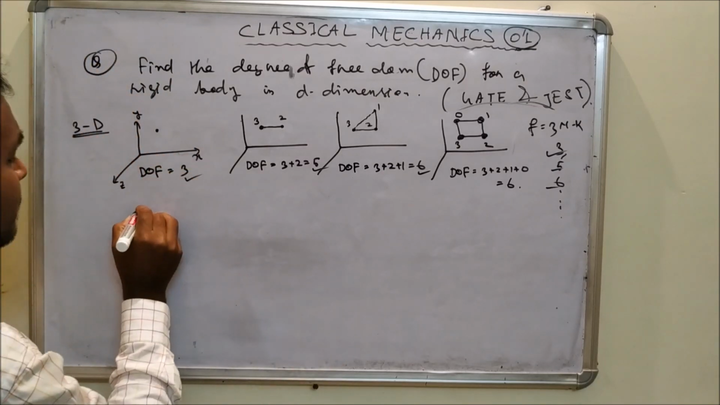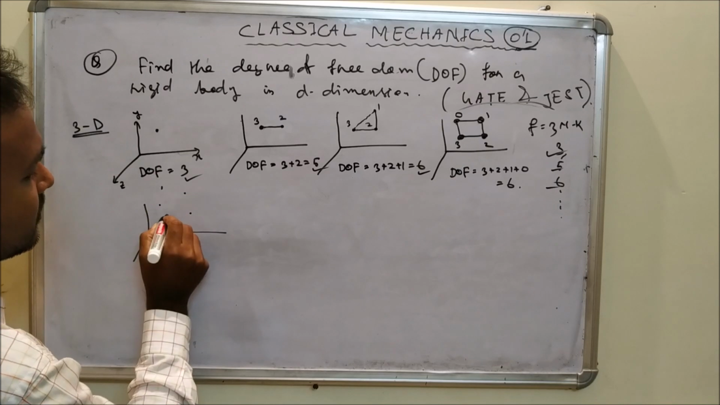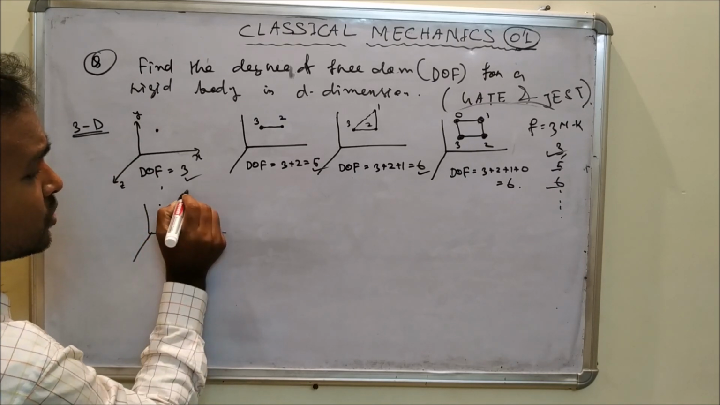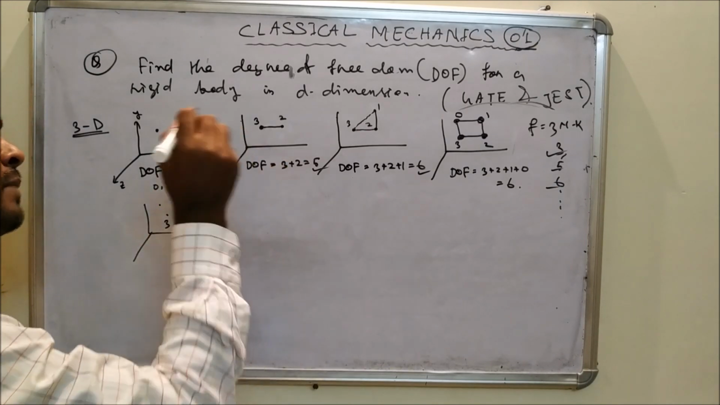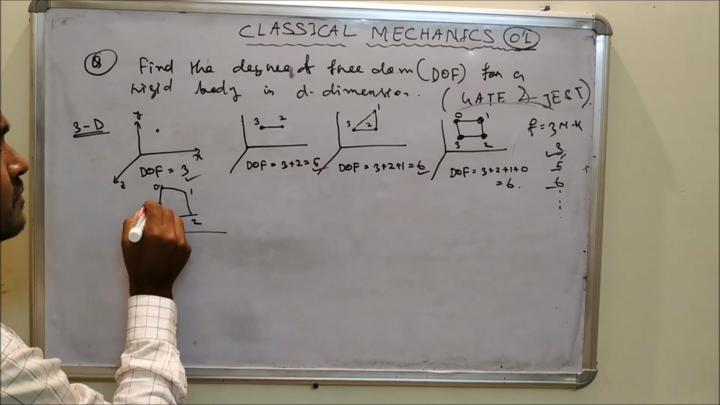If I consider 5 particles, 1, 2, 3, 4, 5: the first particle is 3, the second particle 2, the third particle 1, the fourth particle is 0. What will be the fifth particle? Because the fifth particle is always attached, this fifth particle is always 0.